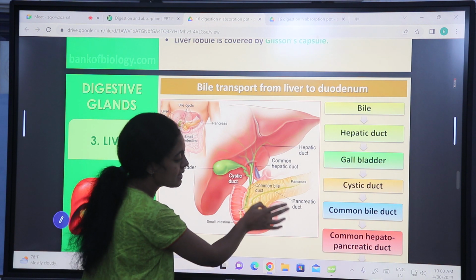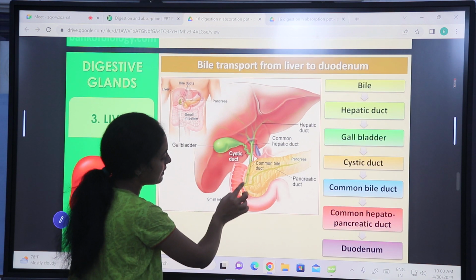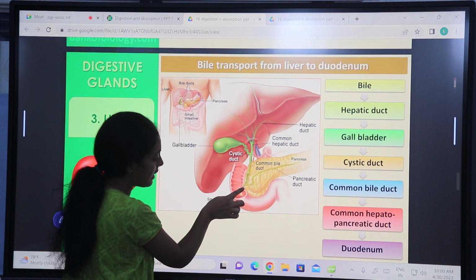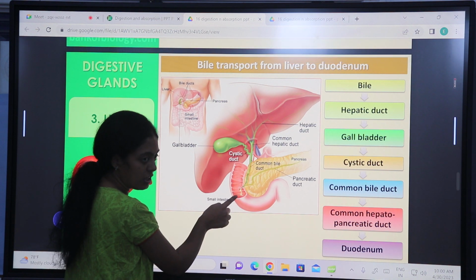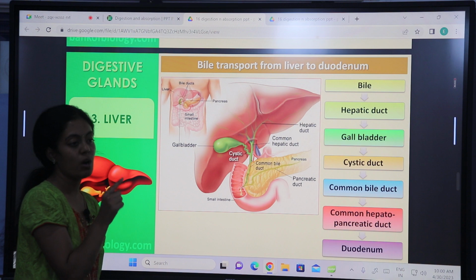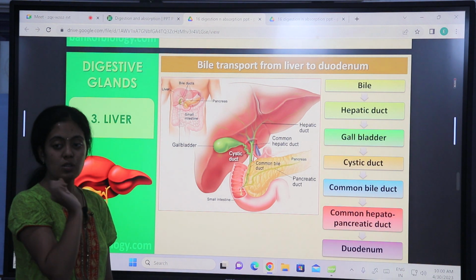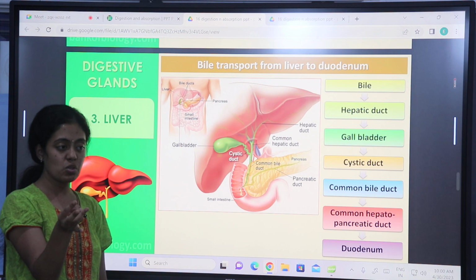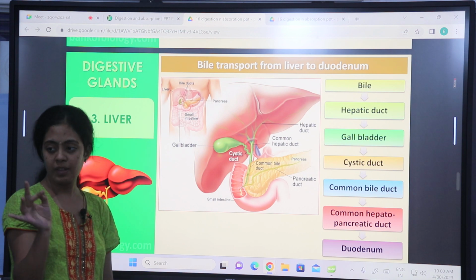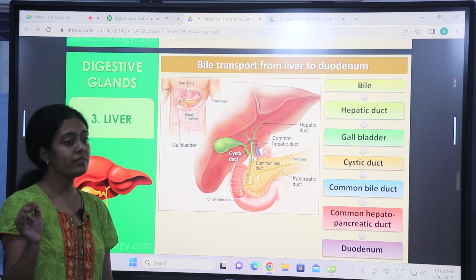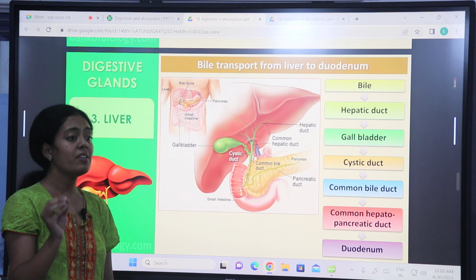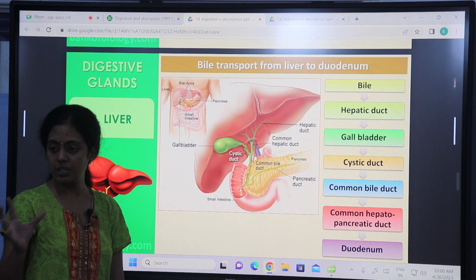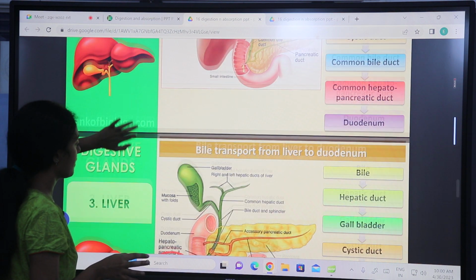That's why we call it the hepatopancreatic duct. You can see this is the hepatic duct, this is the pancreatic duct. So the hepatopancreatic duct will pour its secretion into the initial part of the small intestine called the duodenum. So in the duodenum you will have three juices: bile juice, pancreatic juice, and intestinal juice. Is it clear, all of you? Understood? Where is bile produced? Liver. Where is bile stored? Gallbladder. Understood the differences? Okay, good.